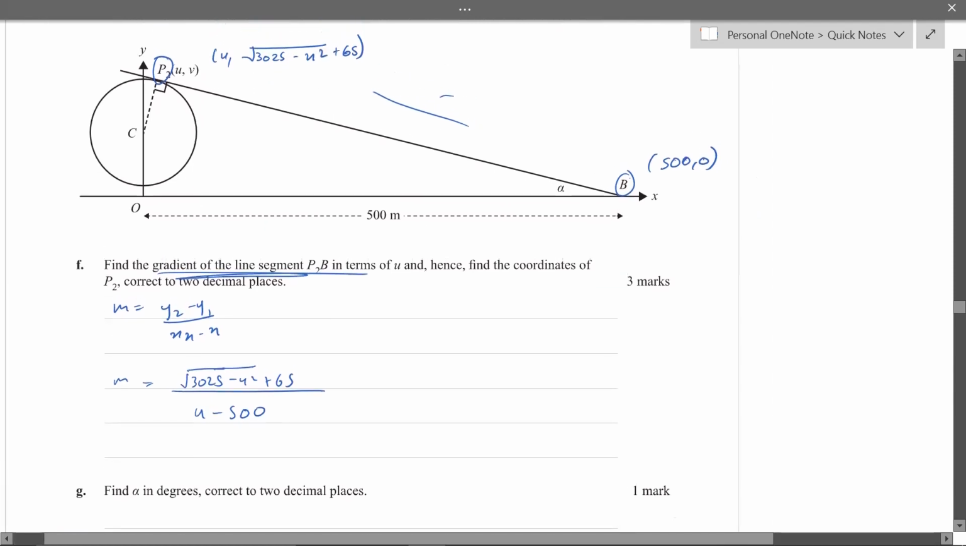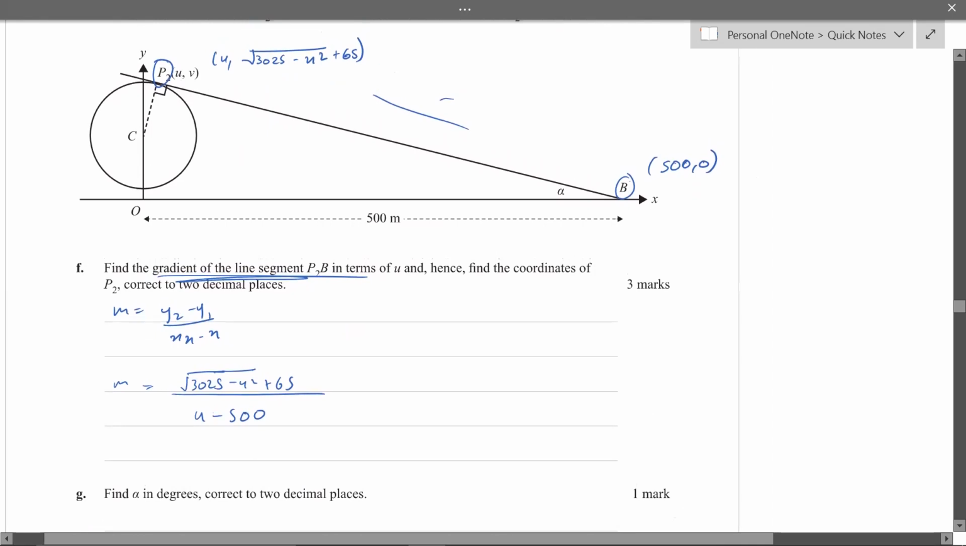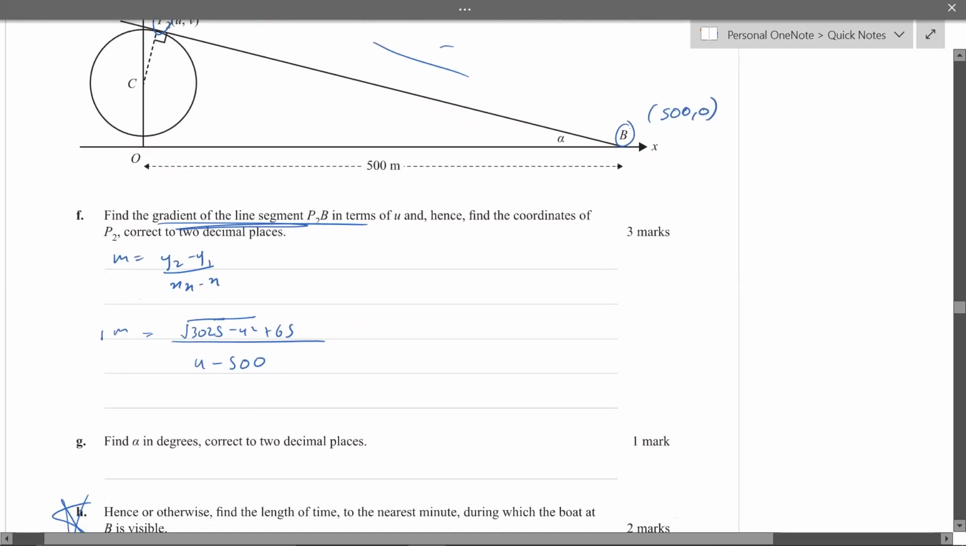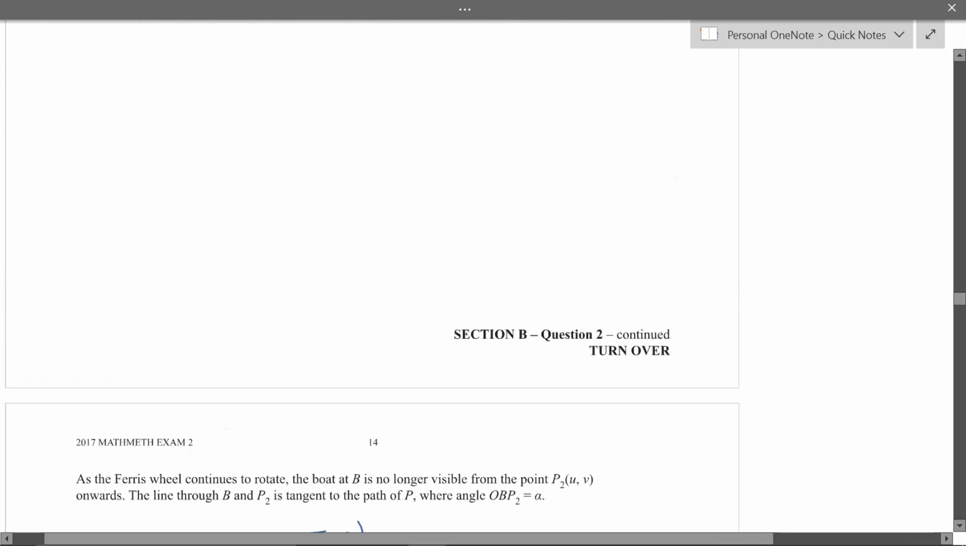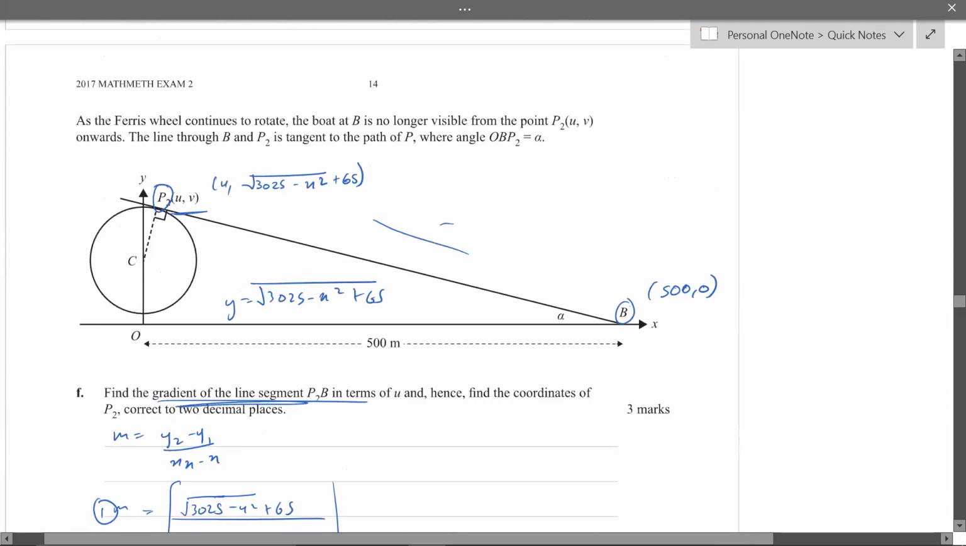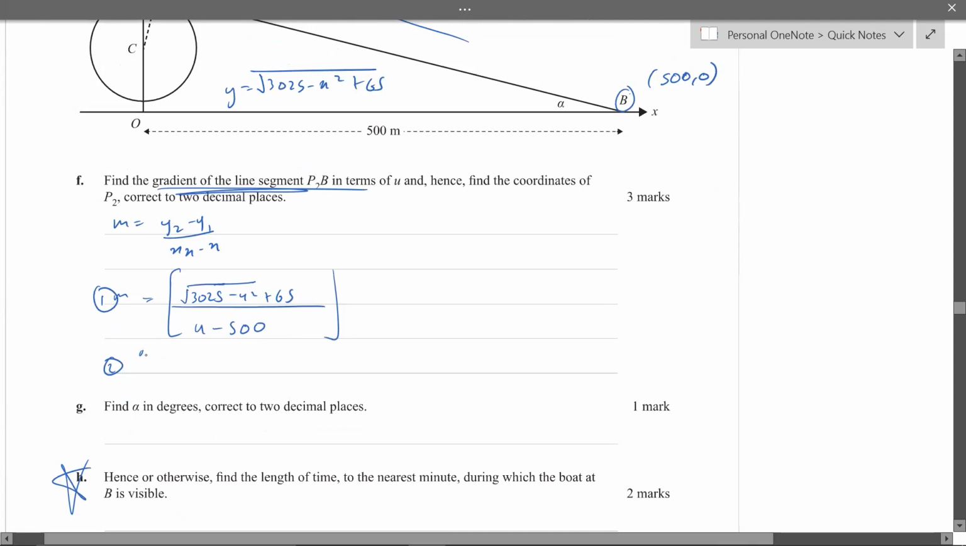So that's one thing you know. Let me just see what I did. So I let this equal 1. And the second thing you know is the function for this. So y equals square root of 3025 minus x squared plus 65. So this gradient that we calculated here has to be equal to the dy dx of this at that point. dy dx is actually the answer to this question. So that's helpful. So the second thing we know is dy dx at P2 is minus u over root 3025 minus u squared.